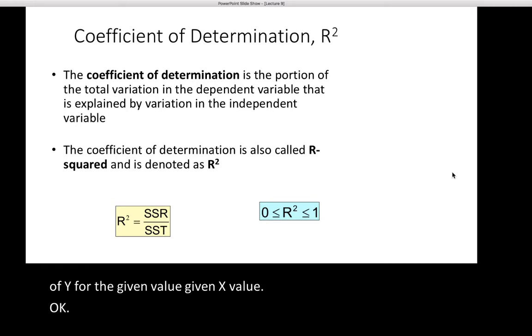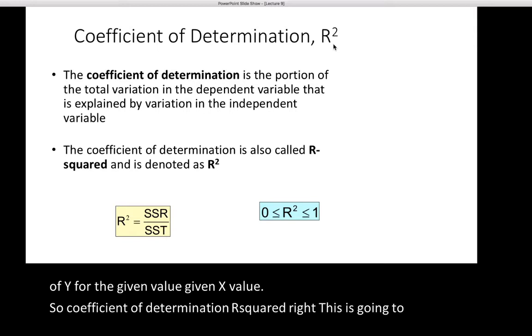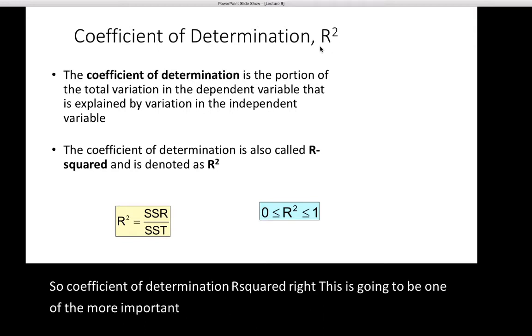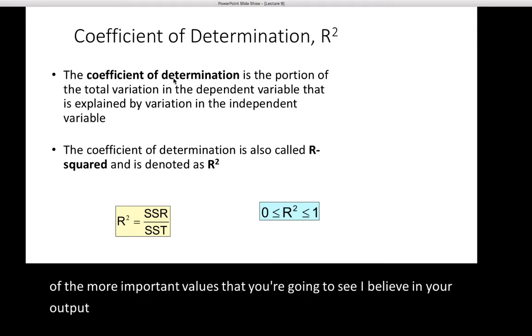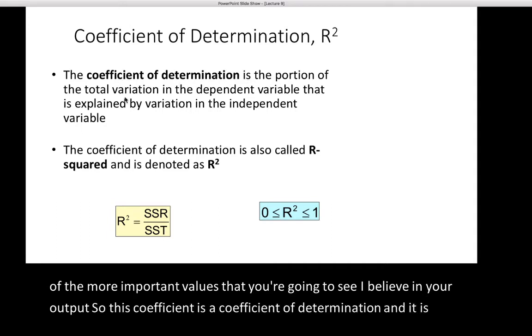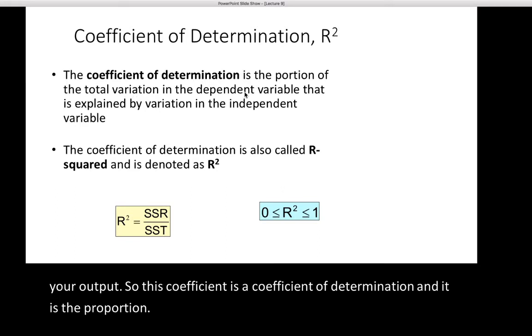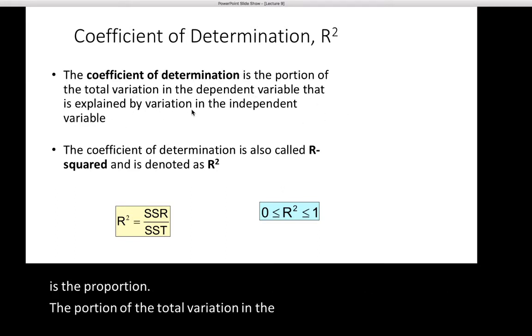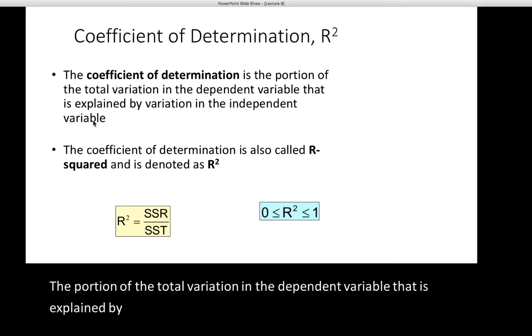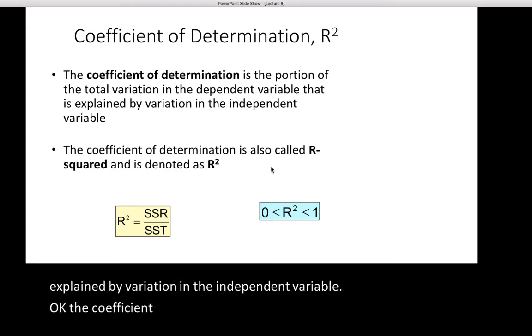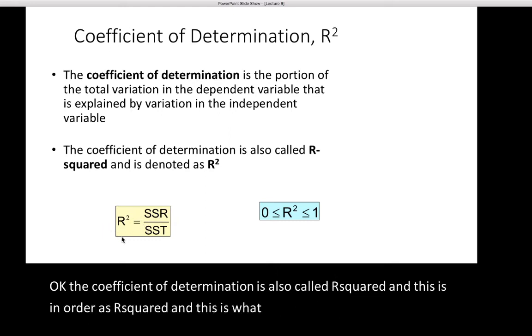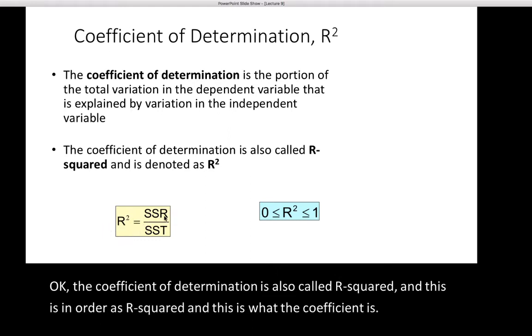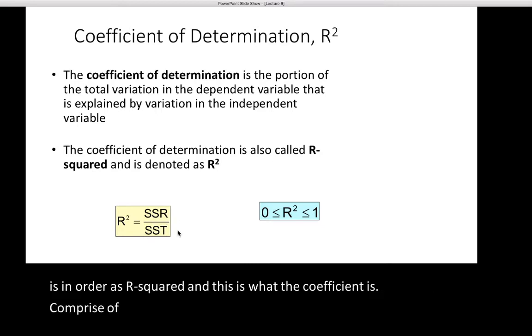So coefficient of determination, r squared, right? This is going to be one of the more important values that you're going to see, I believe, in your output. So this coefficient of determination is the portion of the total variation in the dependent variable that is explained by variation in the independent variable. It is also called r squared, and this is what this coefficient is comprised of, right? The SSR over the SST.